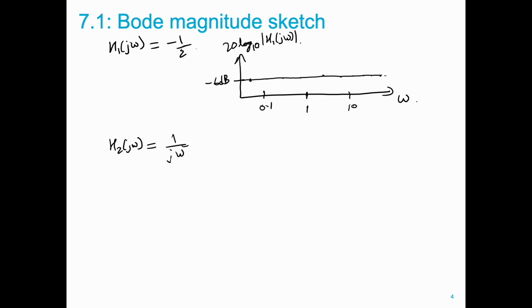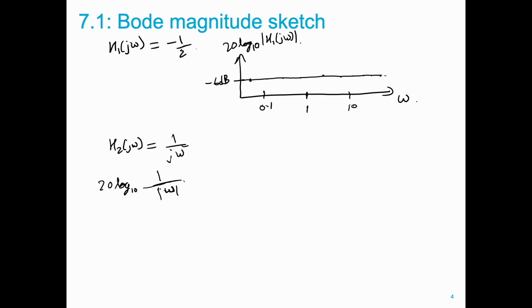Now we have to sketch 20 log base 10 of the magnitude of H2(jω). The magnitude of H2(jω) is the magnitude of 1 over jω in this example. You can write that as the magnitude of the numerator, which is 1, divided by the magnitude of the denominator, which is the magnitude of j times the magnitude of ω. Because the magnitude of j is 1, you end up with 20 log base 10 of 1 over the magnitude of ω.